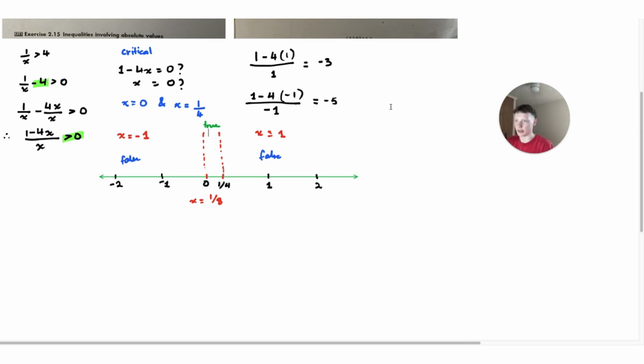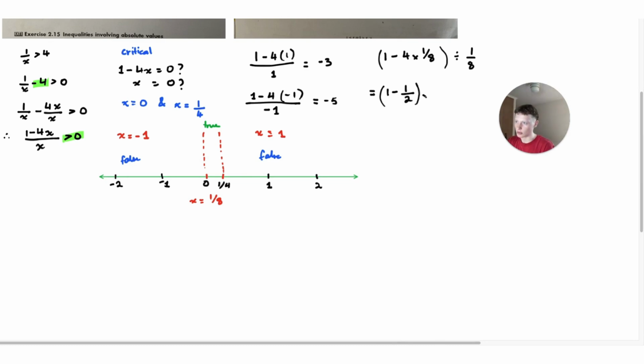Let's still test it though. So it's 1 minus 4 times 1 on 8, and all that divided by 1 on 8. So that will give us 1 minus 1 on 2.